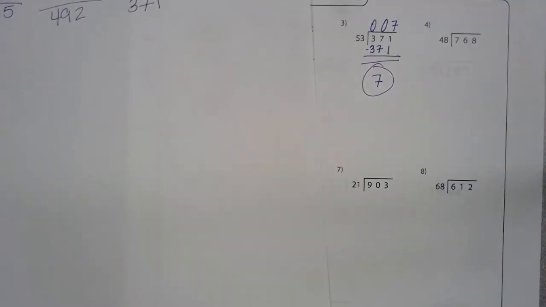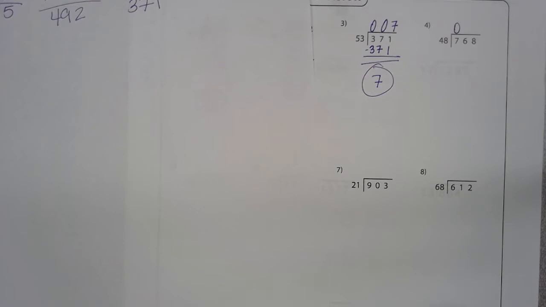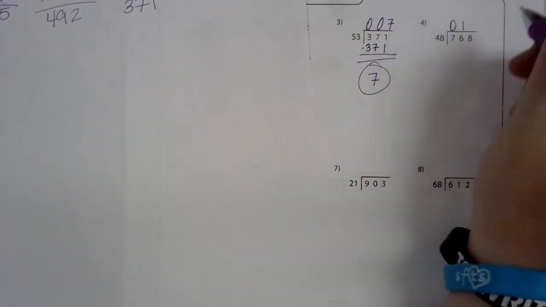All right, number 4 is 768 divided by 48. So how many times will 48 go into 7? It won't. But 48 will go into 76, but we just have to figure out how many times. 48 is awfully close to 50, and 50 plus 50 is 100. So 48 plus 48 is going to be way past 76. So we're going to put 1.